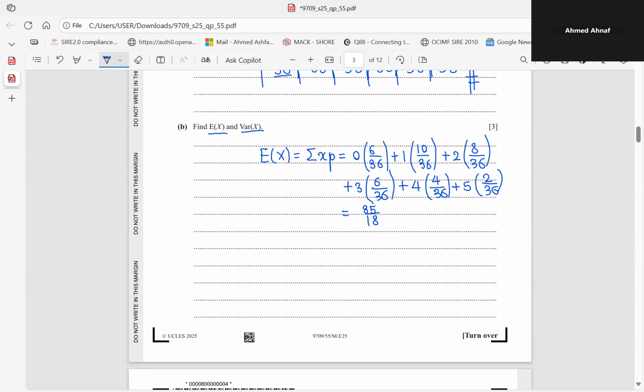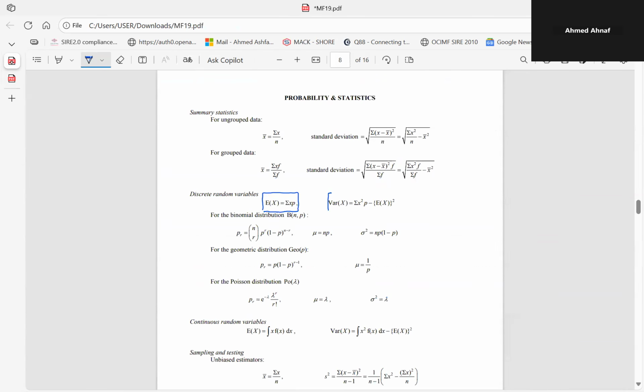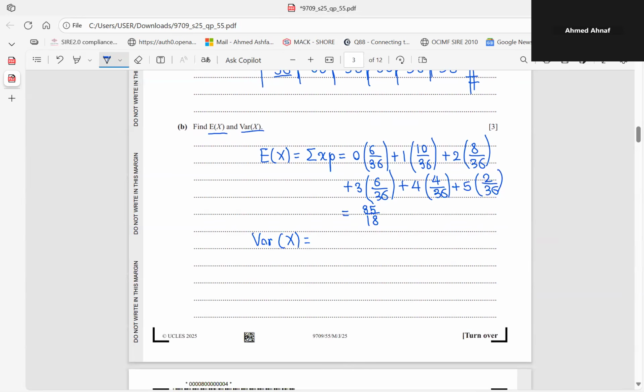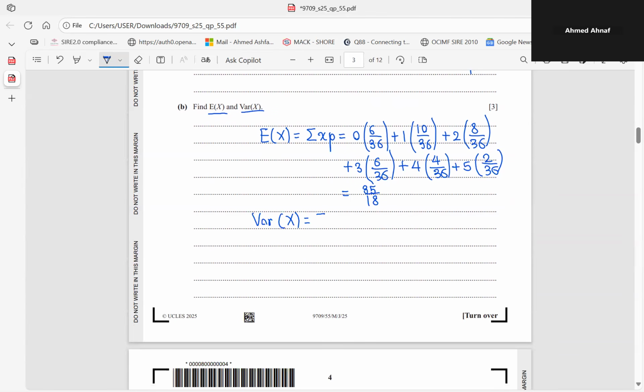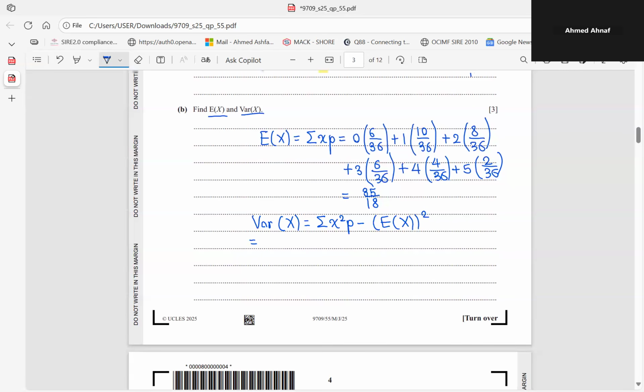Okay, now let's find the variance of x. The formula is given in the MF19. It's right here. It is the summation of the probability times the corresponding x value squared, minus the expectation squared. Okay, so let's write it down. Minus E(X) squared.